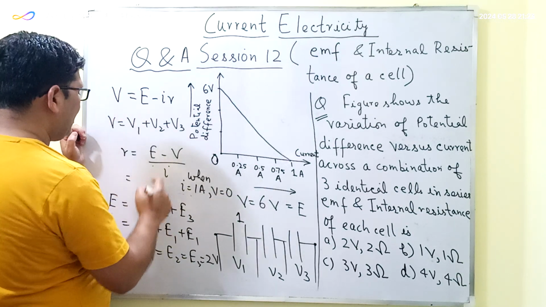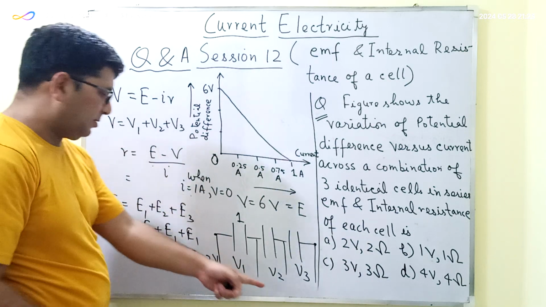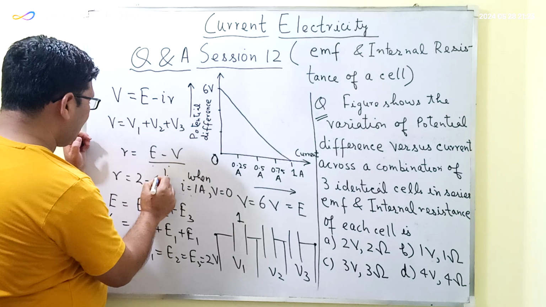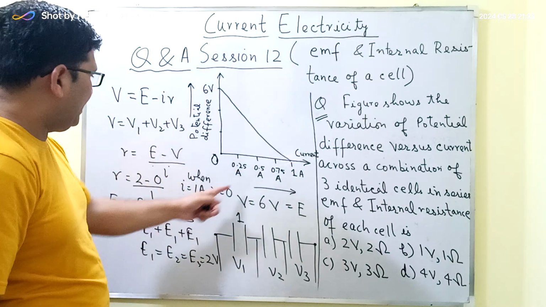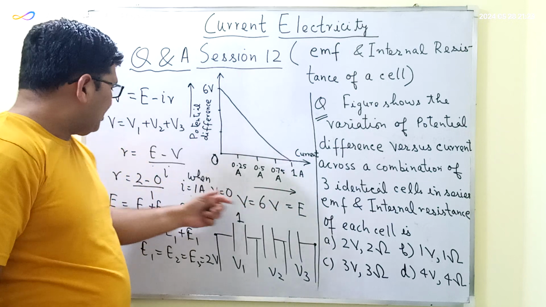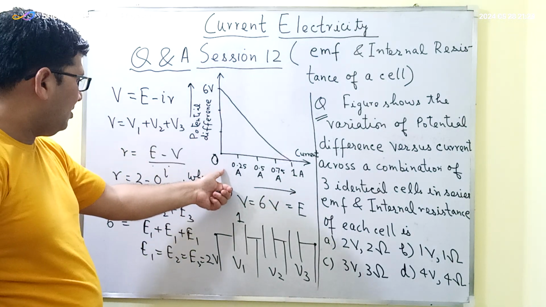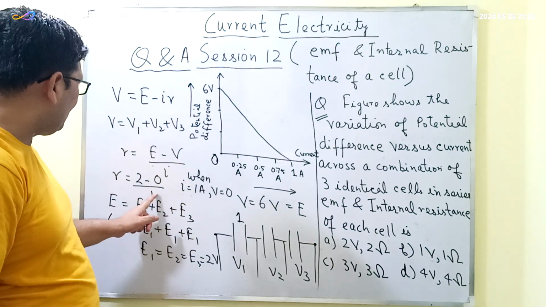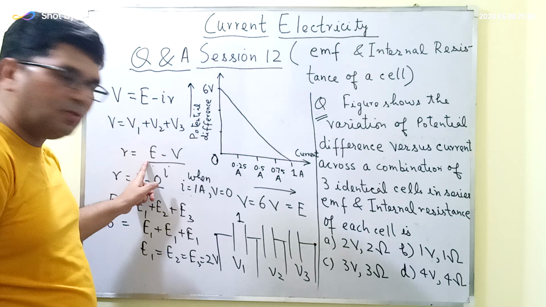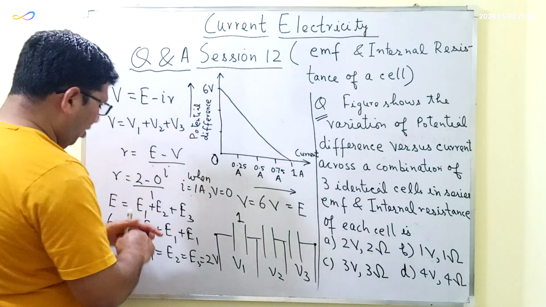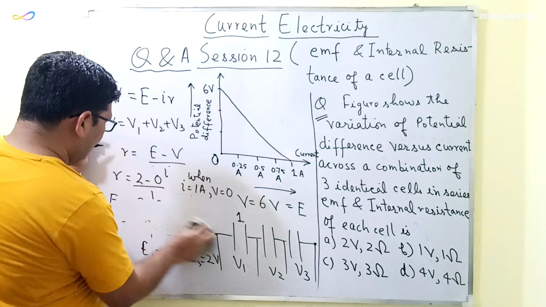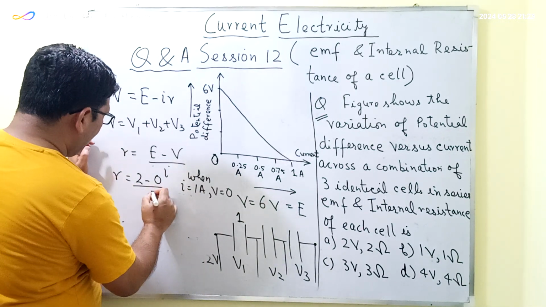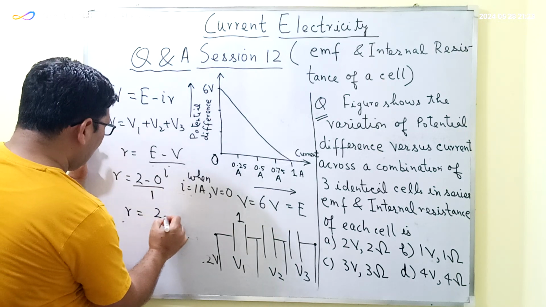The EMF value of each cell is 2 volt. So the internal resistance R will be equal to 2 minus V divided by 1. That is, when the current is 1 ampere, then the value of V is 0. Okay? So what I have done is, I have substituted the value of V as 0 and the value of the current is 1. The EMF value of each cell is equal to 2. Therefore, the internal resistance of each cell, that is R, will be equal to 2 ohms.